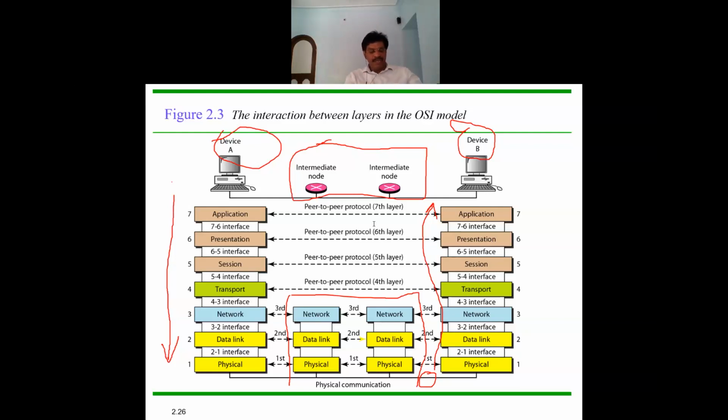At present, we have two models. The first model is a standard model, the OSI model, which is not a de facto standard. The de facto standard for our internetworking that we are nowadays utilizing is the TCP/IP model. The OSI model and the TCP/IP model.